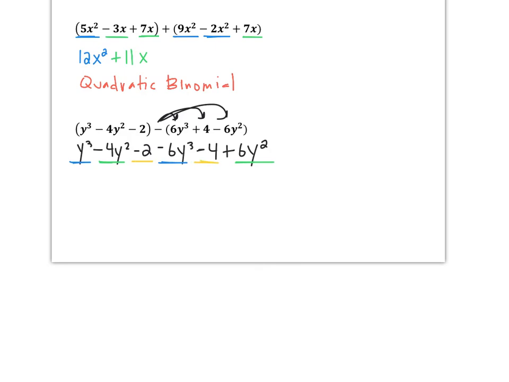All right, I put my y cubes together. I have positive 1y cubed minus 6y cubed, negative 5y cubed. For my y squareds, negative 4, positive 6. Negative 4 plus 6 is plus 2y squared. And for my constants, negative 2 minus 4 is a negative 6. All right, our highest degree here, our highest exponent is a 3, and we have 3 terms. So we would call this a cubic trinomial.